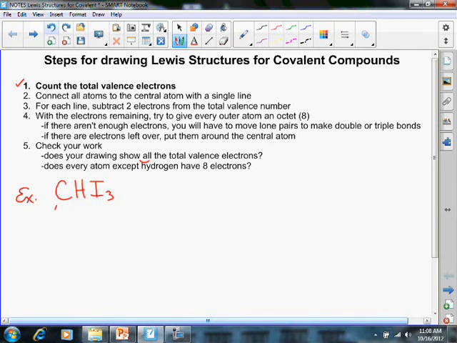All right. So carbon is in group 4, so it should have 4 valence electrons. Plus hydrogen is in group 1, it should have 1 valence electron. And plus iodine is in group 17, so it should have 7 valence electrons. But there's 3 iodines, so that's going to be 7 times 3 valence electrons. All right, so this should give me a total of 26 valence electrons.